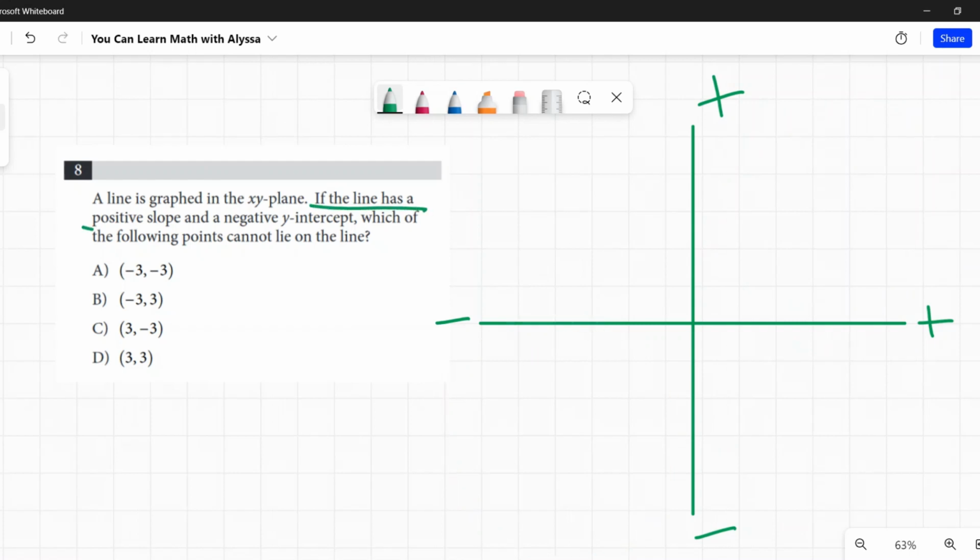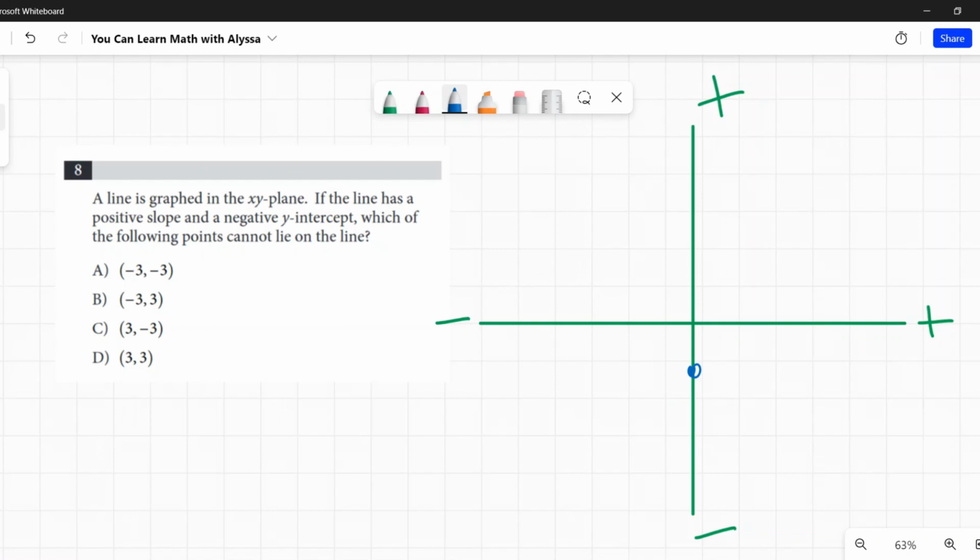It says if the line has a positive slope and a negative y-intercept. So negative y-intercept, it is crossing somewhere down here, anywhere down here. We don't know, we're not told. It's just somewhere down here. So I'm just going to pick a point. It literally does not matter for this.